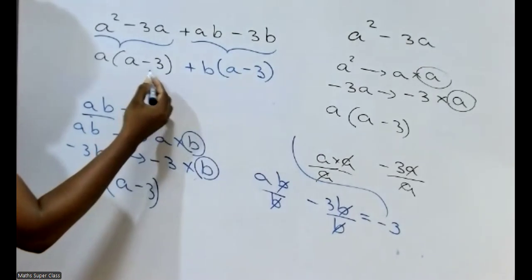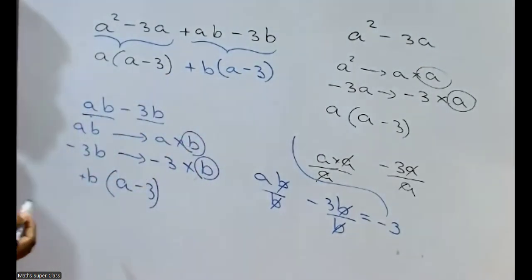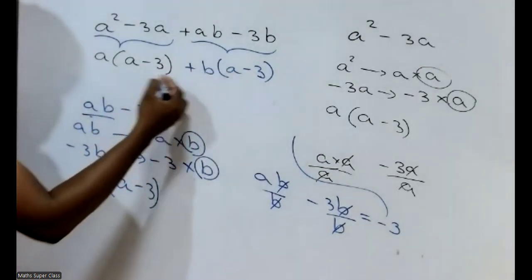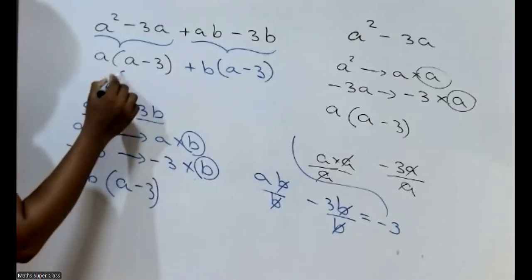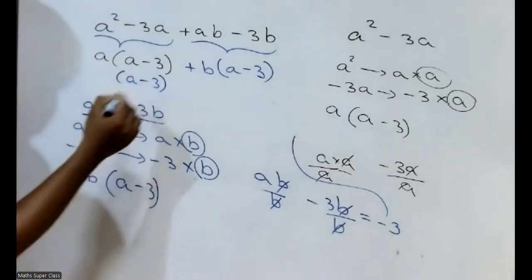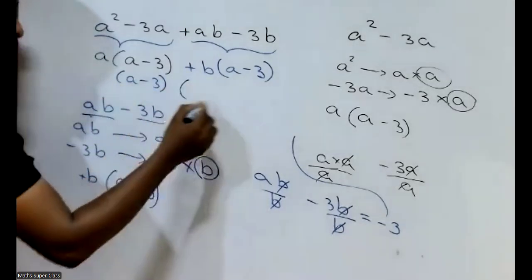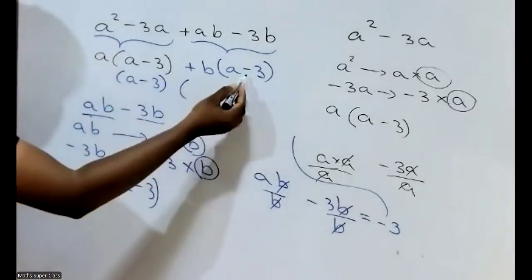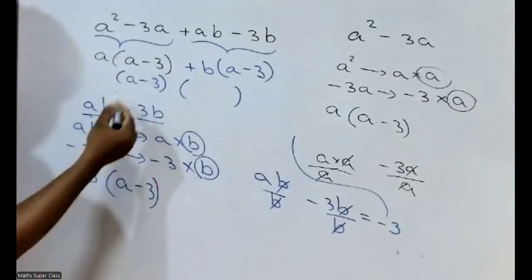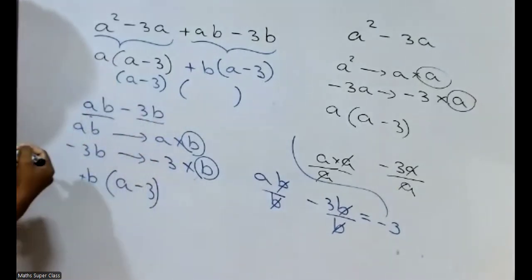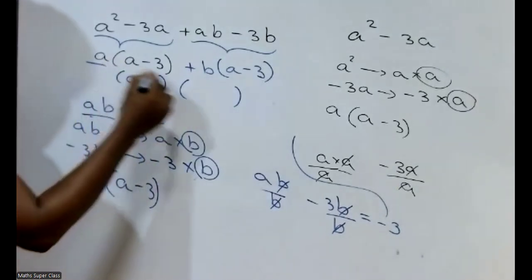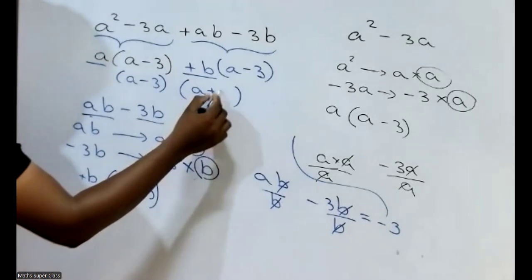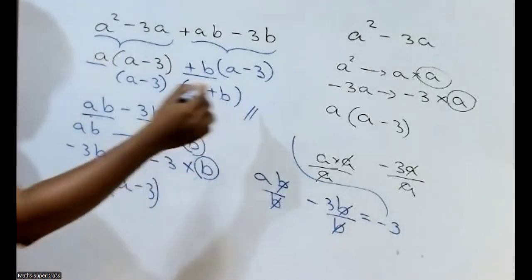Can you see a minus 3 and a minus 3 within these two brackets? So you can write a minus 3 in one bracket. The other bracket has a and plus b, since a minus 3 is there twice, so you can write one a minus 3. This is the final answer.